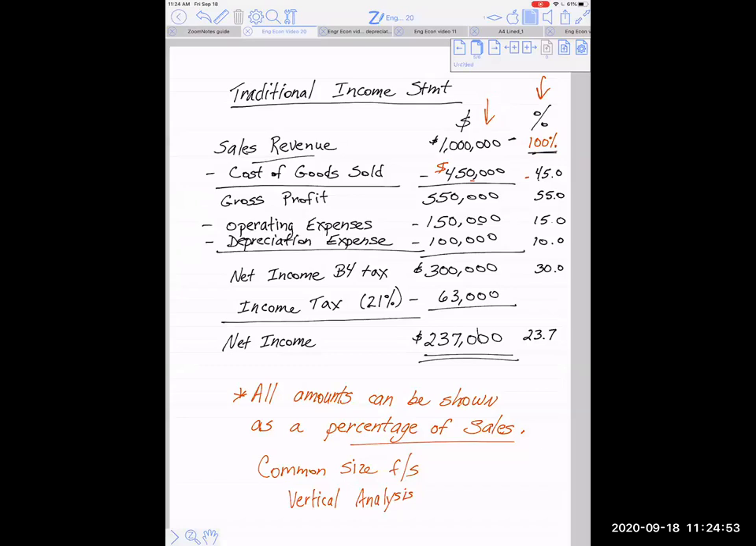Even net income is a metric that you often see. Return on sales, right? So net income as a percentage of total sales revenue. And this is something that companies often track over time in their own company or between their company and their competitors in the industry. So this is called a common size financial statement. And this method is called vertical analysis when you're looking at the percentages there.